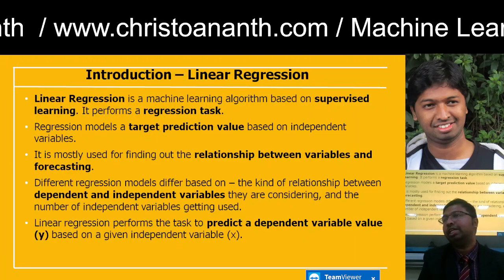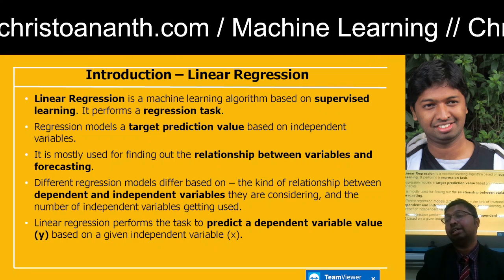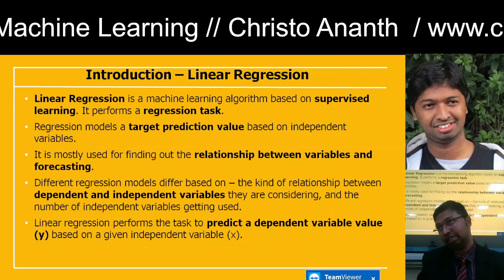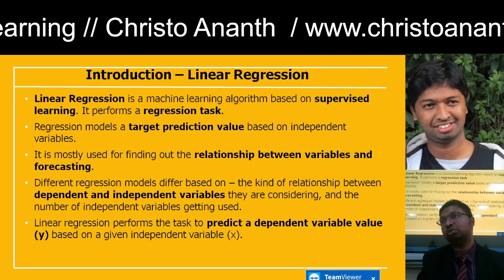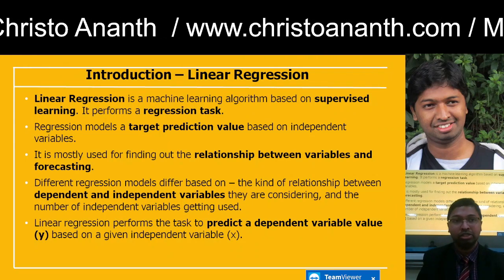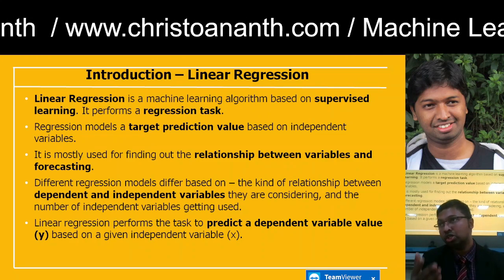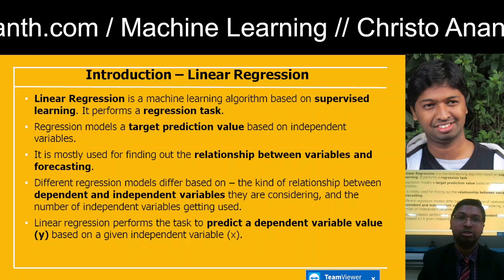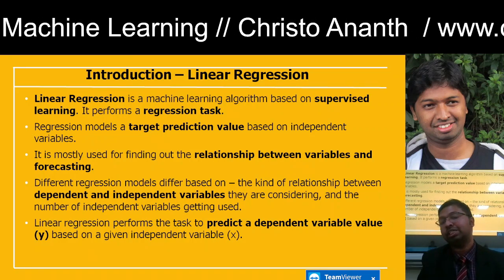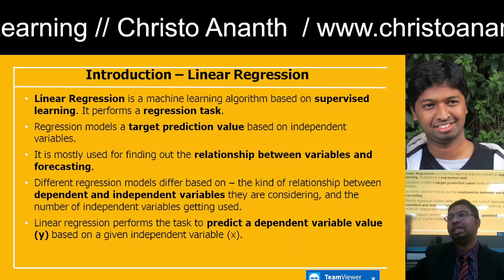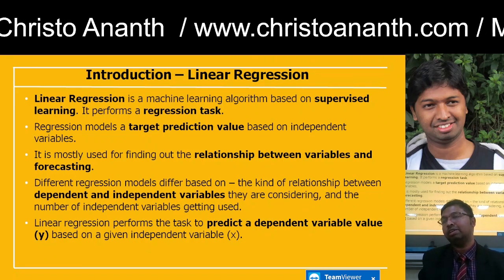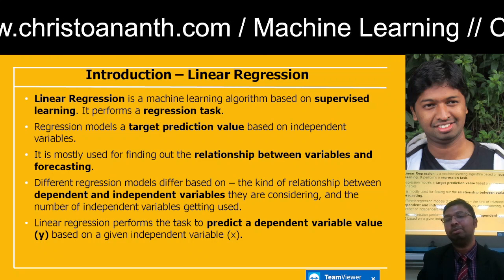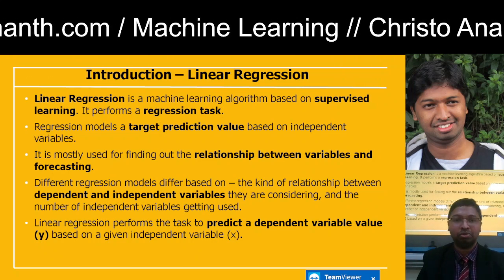Right. So, as in the case of neural networks, where we have supervised, unsupervised and reinforcement learning, we have several learning algorithms. Here, linear regression is based on supervised learning. It is performing a regression task. The target prediction value is obtained from the independent variables. We'll have several independent variables, and we'll try to understand the relationship between the variables as well as the forecast.